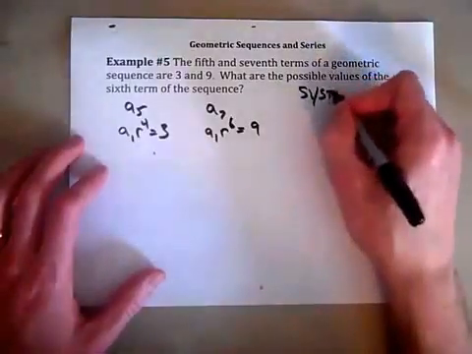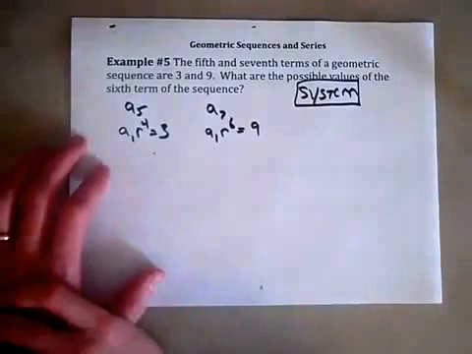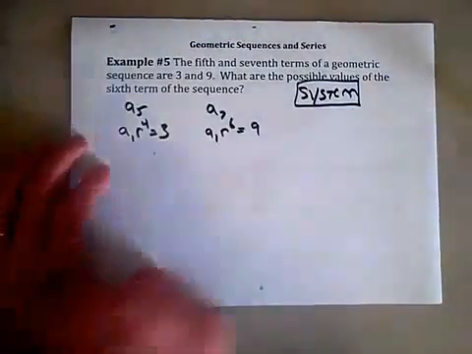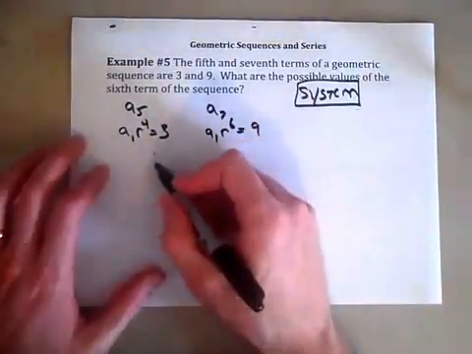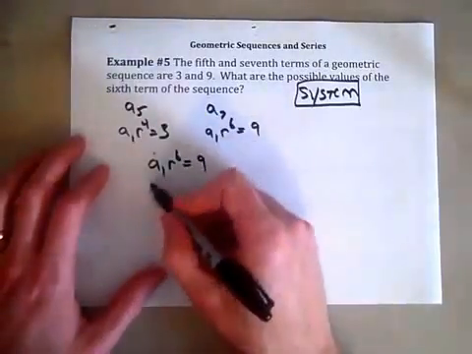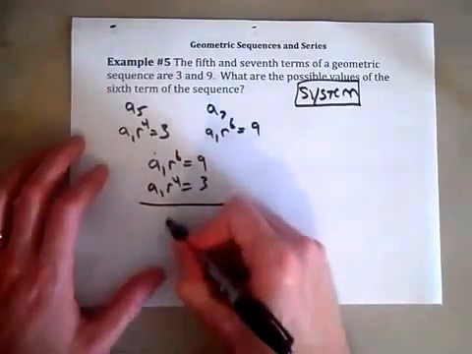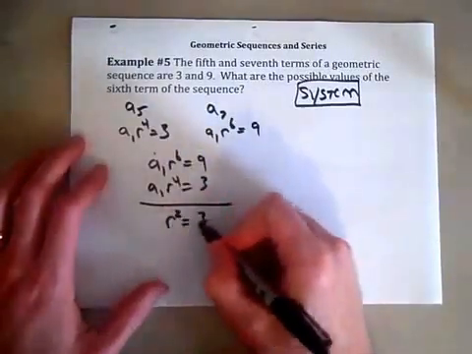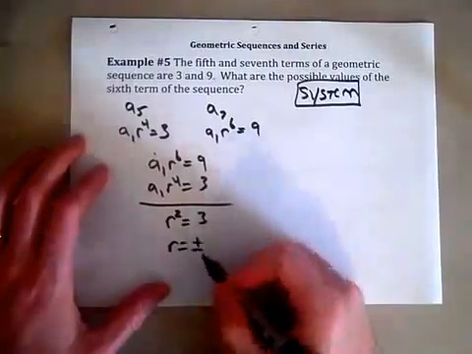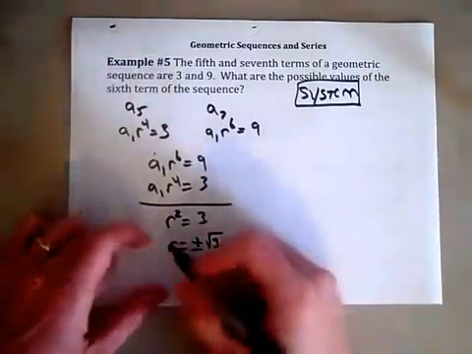Okay, third question we've done as a flipped class, systems. Systems are going to be important. So it looks like we're going to divide. So I know you can see that the a sub 1's cancel. So don't forget, when you take the square root, if you introduce the square root, you need to throw in a plus or minus.